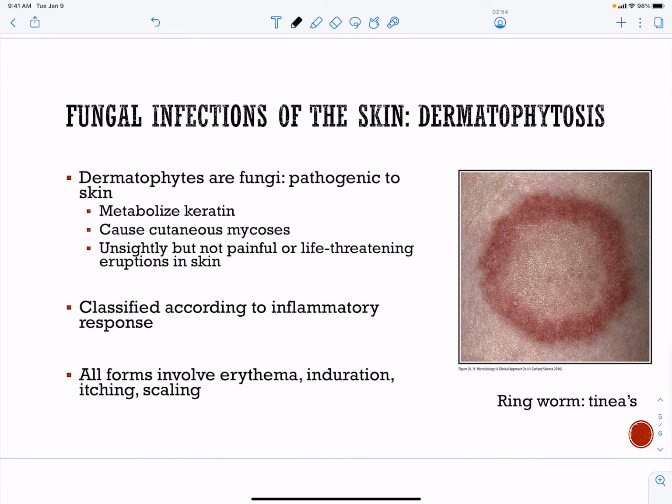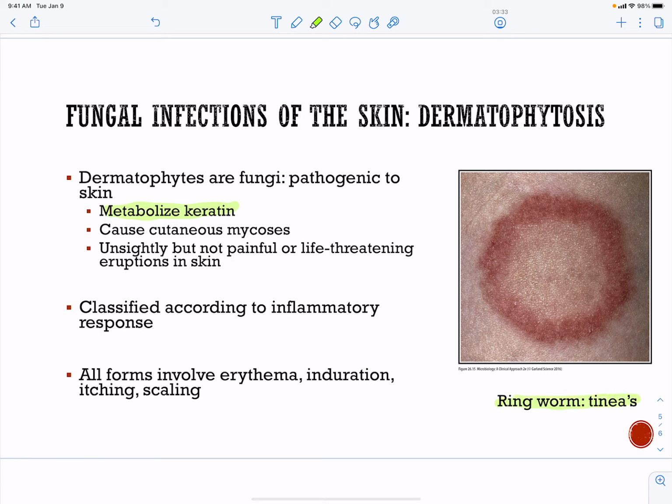Now, our dermatophytes are going to be fungi. So Candida is always the yeast. Our dermatophytes are going to be fungus. And they are going to like the skin because they can metabolize keratin. So that makes them stand out. So regardless of which type of dermatophyte or where on your body the dermatophyte is causing the skin infection, they all have that one thing in common. They metabolize keratin. So they're going to cause cutaneous mycoses. These are more superficial, they're not painful or life-threatening. However, they have a presentation, of course.